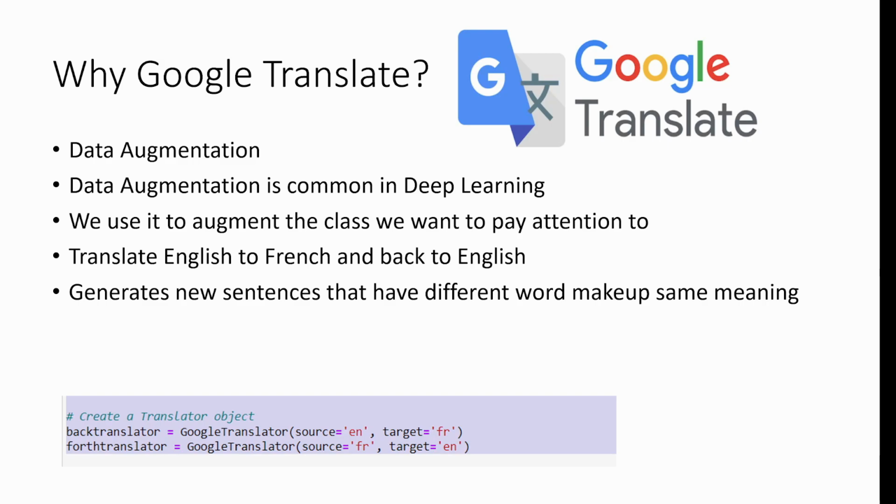So why are we using Google Translate? We're using Google Translate for our data augmentation step. Data augmentation is common in deep learning. We're using it to augment our class that we want to pay special attention to and increase that class's size. So we're going to translate our sentences from English to French and back to English. This will generate new sentences that have different word makeup but the same meaning.